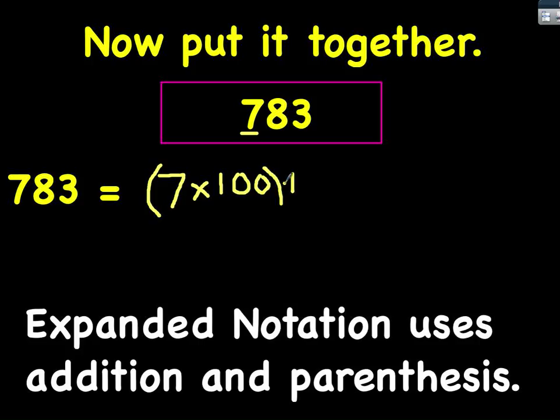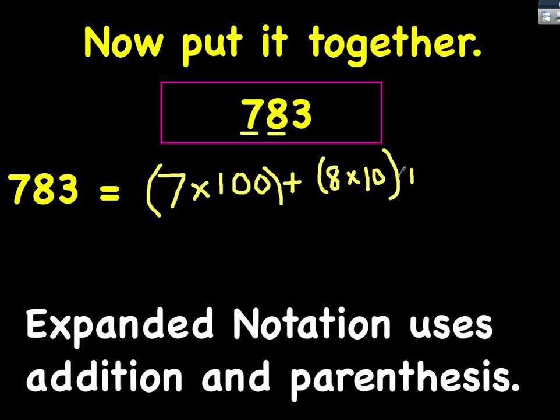Then we're going to add on the next digit. Well, the next digit over is an 8. So I'll put that digit down, the 8. And I'm going to multiply by what place value it's in. So it looks like ones, tens. So since it's in the tens place, I'm going to multiply it by 10. And put parentheses around that. Because 8 times 10 is 80. And that's what that 8 stands for.